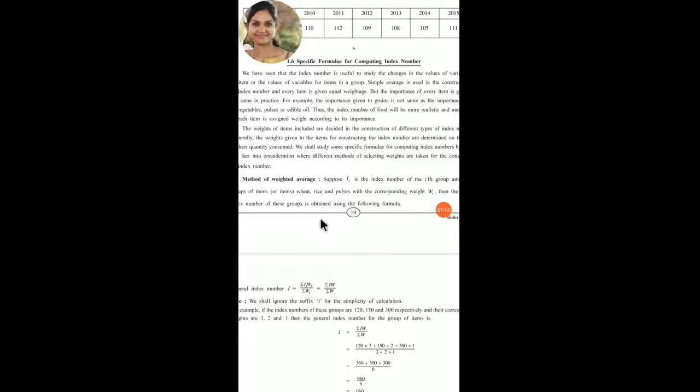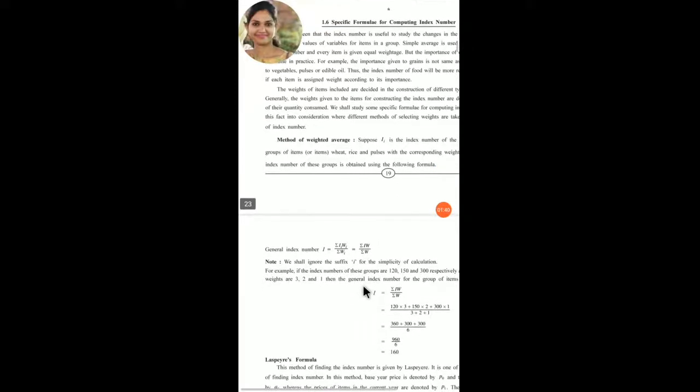In the exam you can easily find out which method you have to use, because in the weighted average method the paper already gives you the weight. To find the general index number I, the formula is sigma IW upon sigma W. Sigma means the summation of IW upon the summation of weight W. Here I is the index number, right girls? I is the index number.